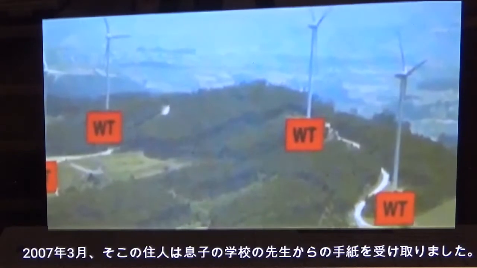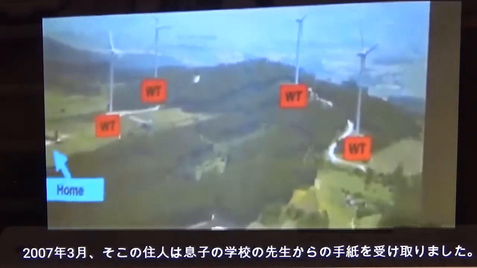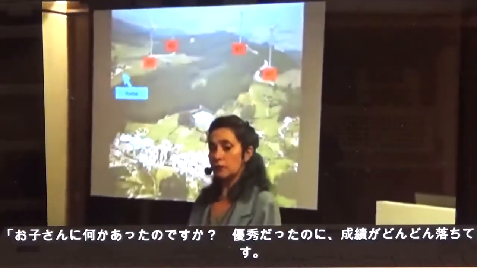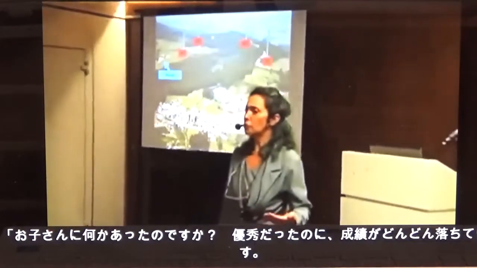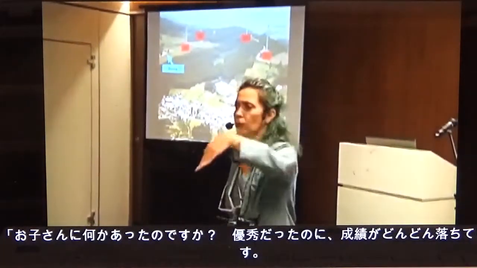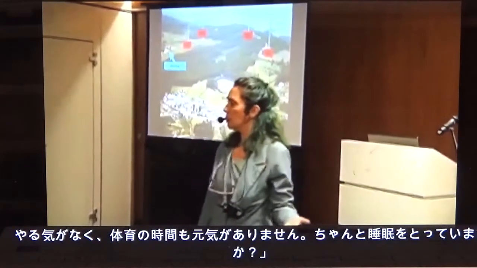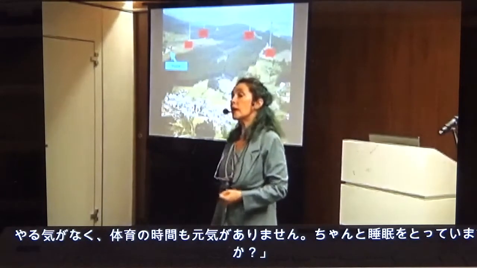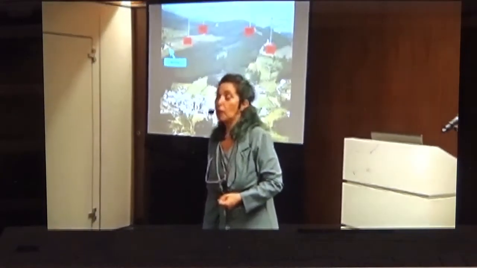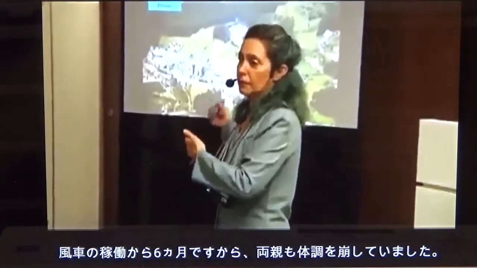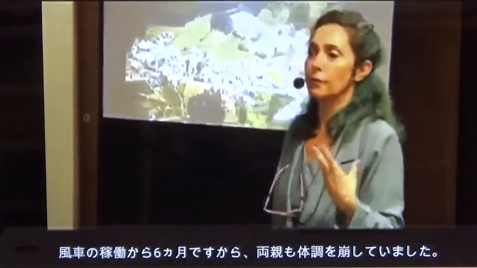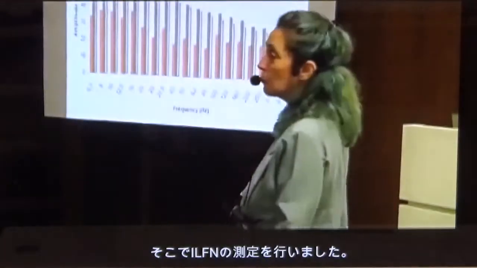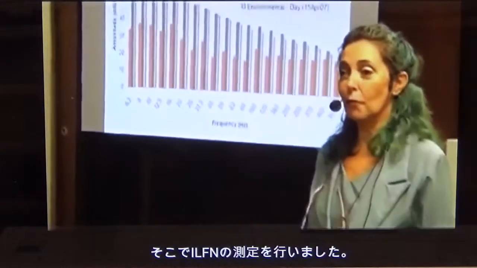In March of 2007, the parents received a letter from the teacher of the boy. What is wrong with this child? This child is an excellent student, and now he is going down, down, down. He has no energy. He cannot even do physical education in the school. Is this child getting enough sleep? Of course, by 6 months after they started rotating, the parents were also feeling already very sick, and that's how we got involved. So, of course, we went to measure the infrasound and low-frequency noise.